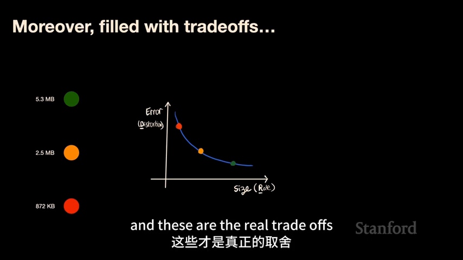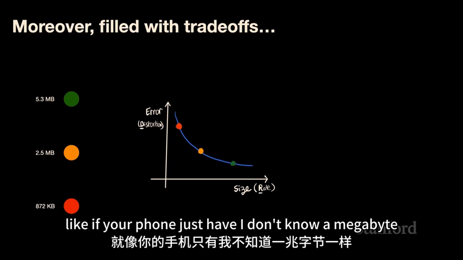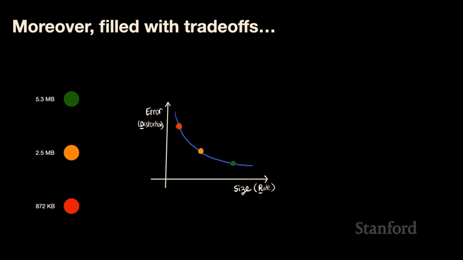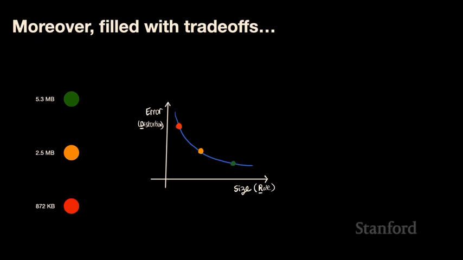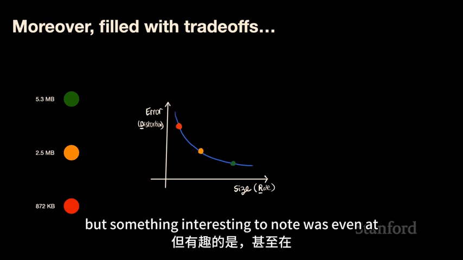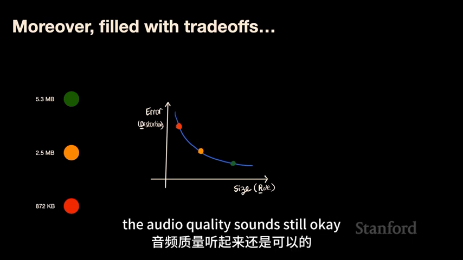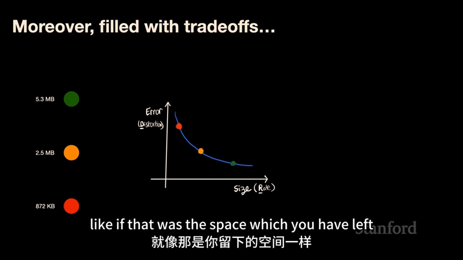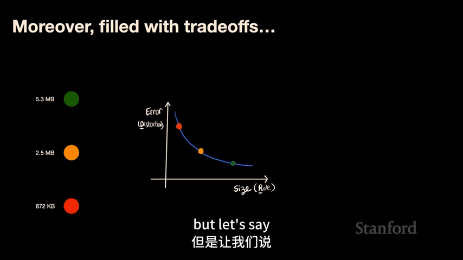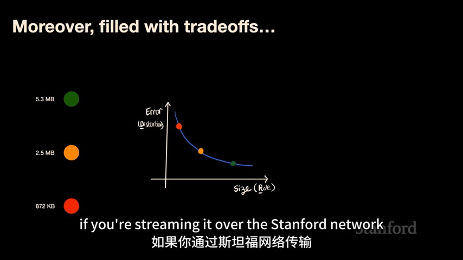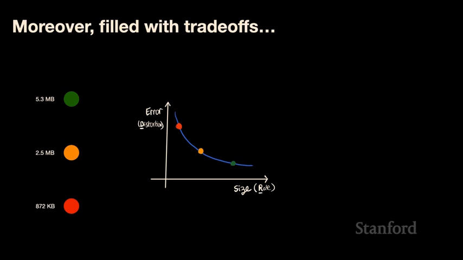And these are the real trade-offs which you face in the real world, right? You have to take a call. If your phone has, I don't know, a megabyte of space left, you can't do anything. You have to go down to that size. But something interesting to note was that even when we reduced it by roughly 5x, the audio quality still sounds okay. If that was the space you have left in your phone, you might still want to keep it. But let's say you're streaming it over the Stanford network, you wouldn't like to do that. You would like to hear the best quality, right?